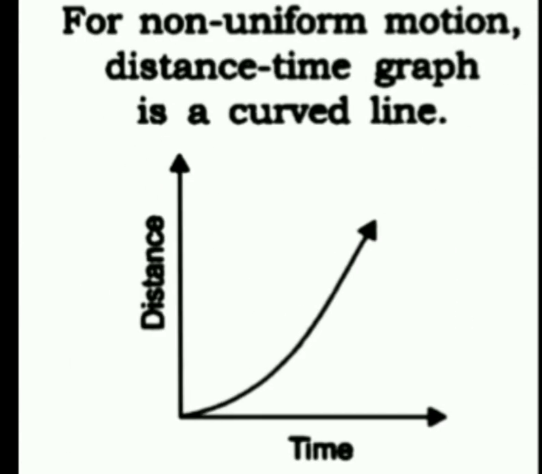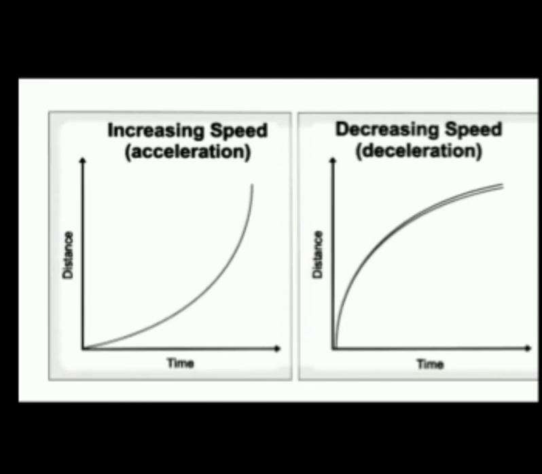Now see the next graph. In this graph you can see clearly the slope of the graph increases with time. Here the slope of the graph is less at first, and as we go with time the slope increases. In this case we can say this represents non-uniform motion. For non-uniform motion, the distance time graph is a curved line. Any type of curved line will represent non-uniform motion. See this non-uniform motion with increasing speed.